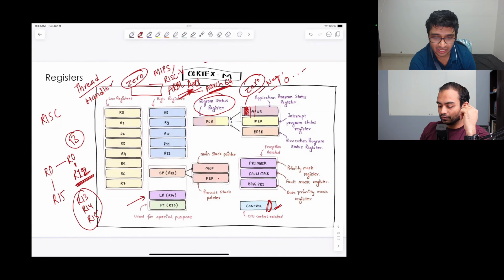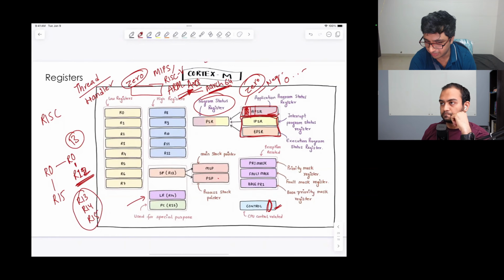Now, the second group of registers that you have over there is exception related registers. Since Cortex-M has an internal NVIC, there are separate NVIC registers as well to configure the NVIC, but it has some internal registers to define different things.